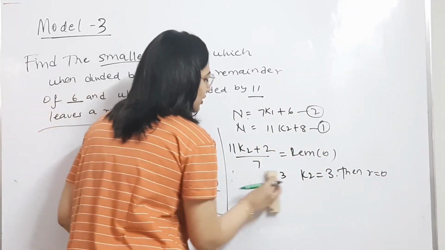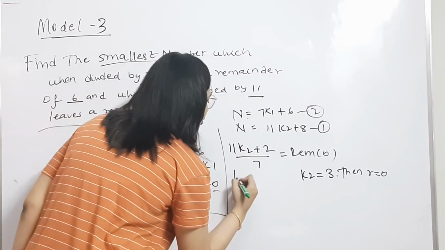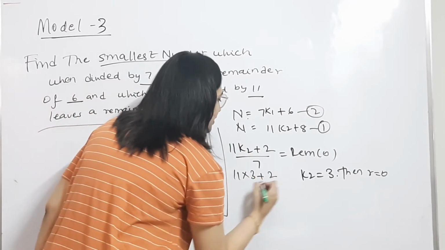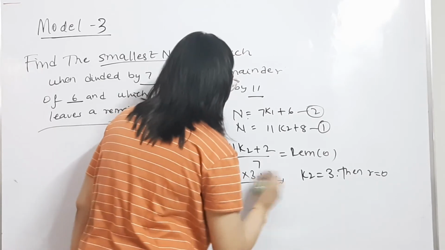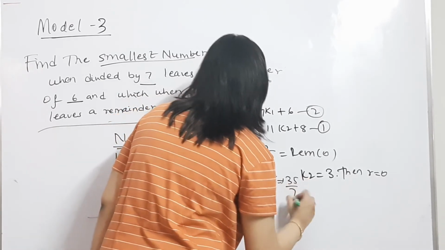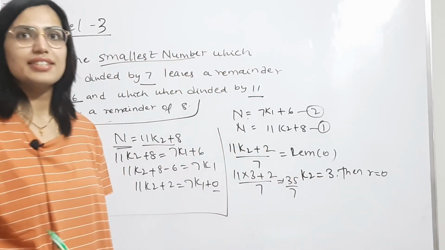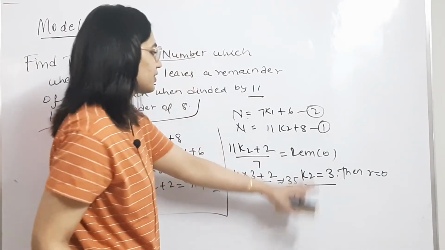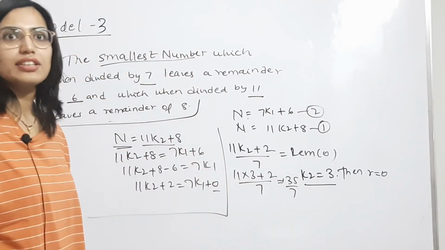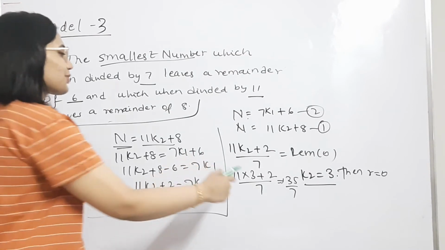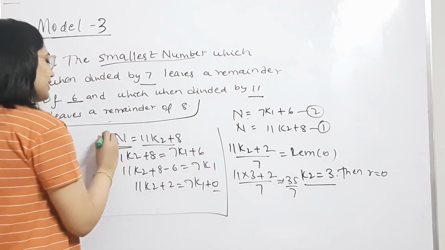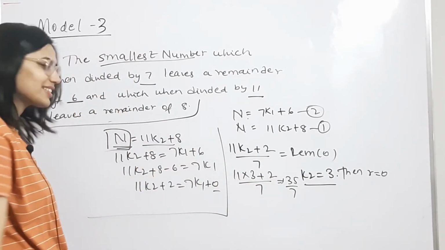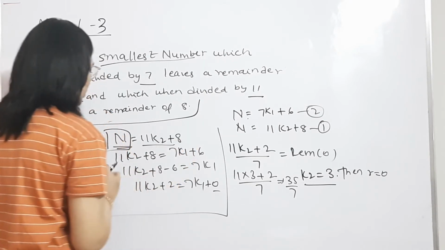Now if you substitute k2 as 3 in this equation, what do you get? 11 into 3 plus 2 by 7. So, what do you get? 11 times 3 is 33, plus 2 is 35, by 7. That is where you say that the remainder is 0. That means from this exercise, we know that k2 is 3. Substitute this k2 in the actual n, and you will get n. That's it. So, what is n now?